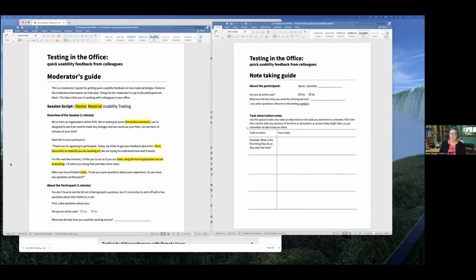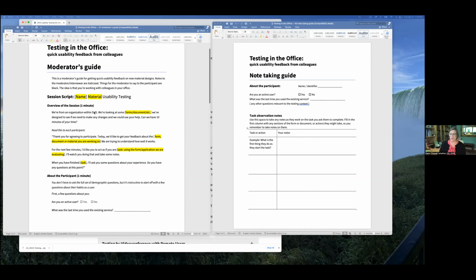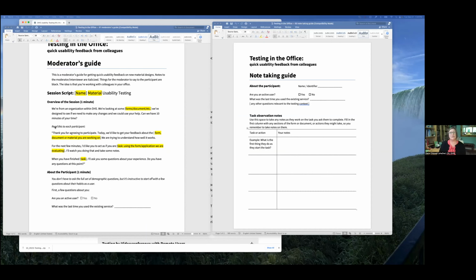But this is a basic template where we offer up some suggestions about what this document is for, the name of your usability test and what it is that you're testing, and a section that's an overview of the session. This is part of the introduction for the participant, and it includes wording around what we're actually testing today and why. It's sort of a screenplay. It has instructions to the moderator as well as specific scripted words that obviously are easily changeable.